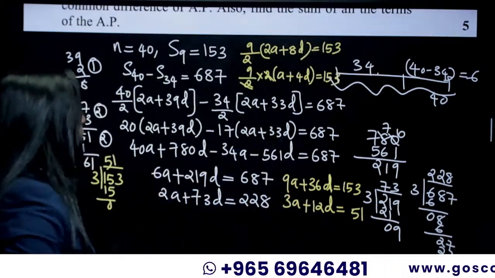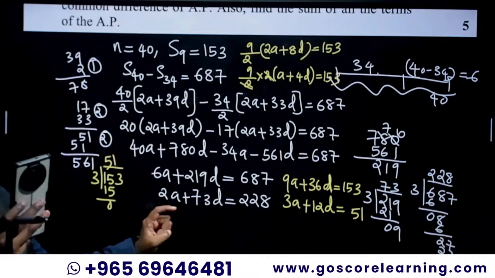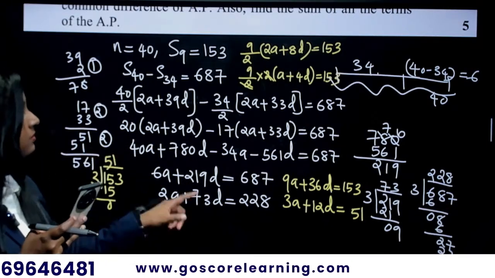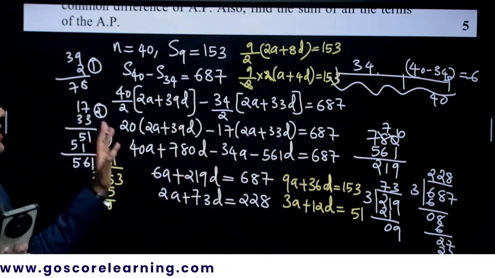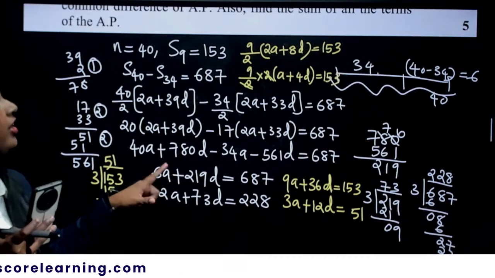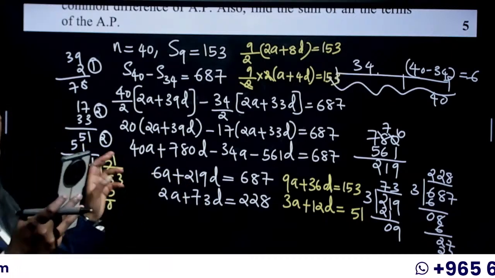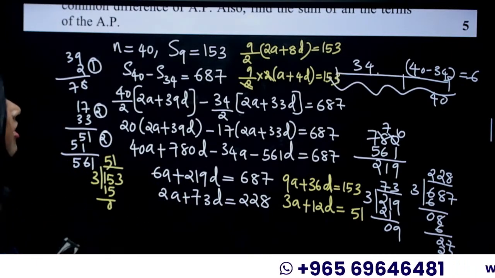Okay, so we got two equations: 2a plus 73d is equal to 228, and the next equation as 9a plus 4d. So 9 by 2 into 2a plus 8d was the first equation that we got as 153, and we cancelled the 2. So we got 9a plus 4d is equal to 153. Is it possible to divide this further?